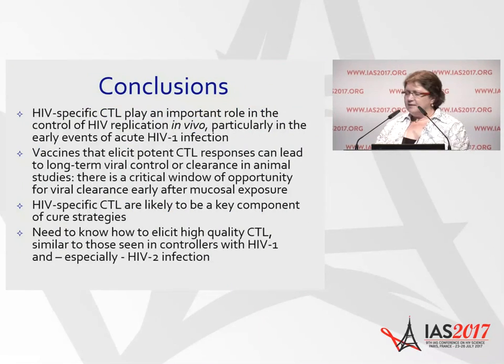So to summarise then, I think T-cells do play an important role in the control of HIV replication in vivo, and we've seen that particularly now in these lovely studies of the early events of acute HIV infection. And they clearly are going to be part of vaccine strategies and potentially of cure strategies. But what we need to do is improve on simply generating high numbers of T-cells, but also eliciting T-cells of real quality that give us the features that we want. And I would argue that part of this is seen in the T-cells that we see in naturally infected people with viral control in HIV-2 infection.